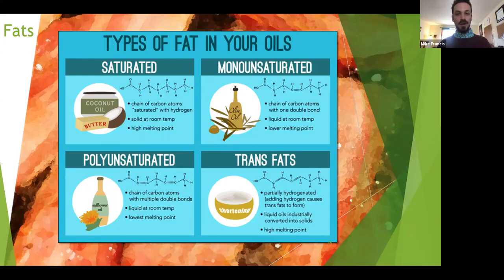So monounsaturated fats, the best example is olive oil. And they have a lower melting point, so they're liquid at room temperature. Polyunsaturated fats, very similar to monounsaturated, but different properties on your health. And then we have trans fats, which are actually made chemically in industrial processes.